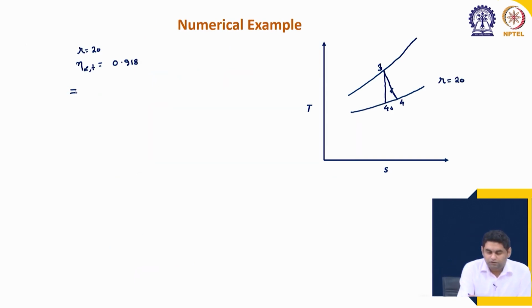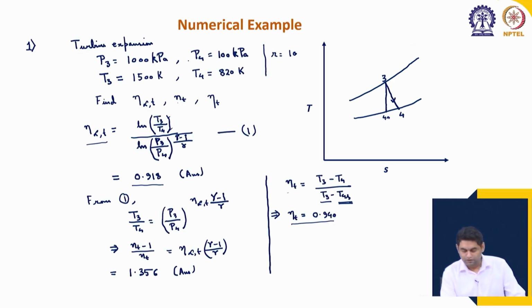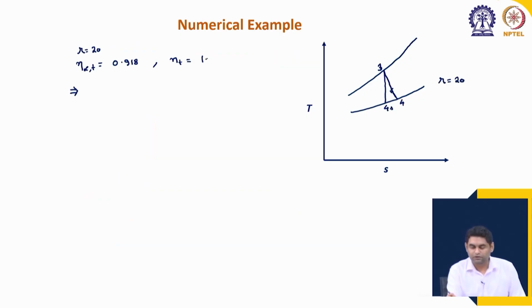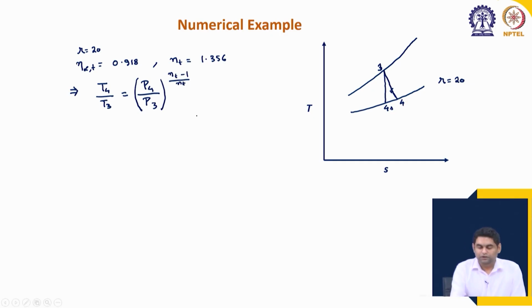All other conditions remain same, which means the polytropic exponent also remains same. Okay. So, N t is equal to what was calculated, 1.356. Now, we can use this polytropic relation, T4 by T3 for the polytropic process from 3 to 4, which is equal to P4 by P3 to the power N t minus 1 by N t. Okay. Everything is known here.